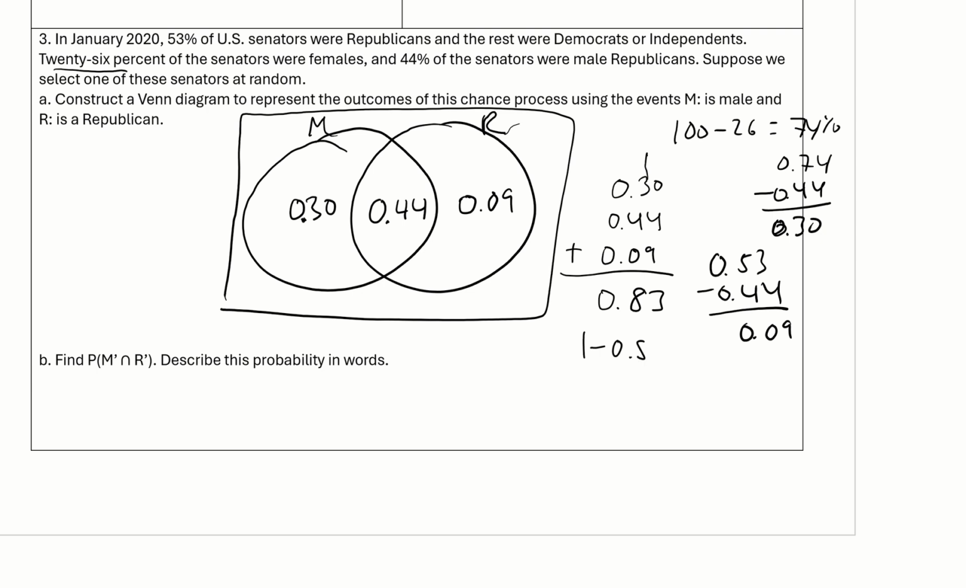And so 1 minus that is equal to 17%. So 17% were neither male nor Republican. So they were female Democrats or something like that, or female independents, for example. And that's what they wanted. The probability that they were not male and not Republican is 0.17.